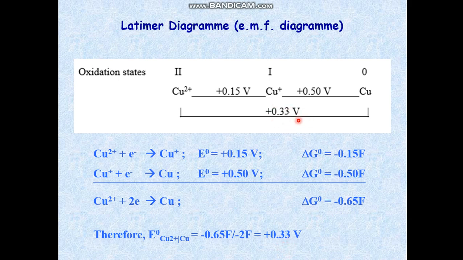Okay, so that's all about the Latimer diagram and how we can calculate the redox potential of a system with the help of two other systems of the same category. Same category means same metal, and you can do the vice versa also. That means with the energy terms you can calculate the redox potential, or with the help of redox potential you can calculate the free energy terms also.